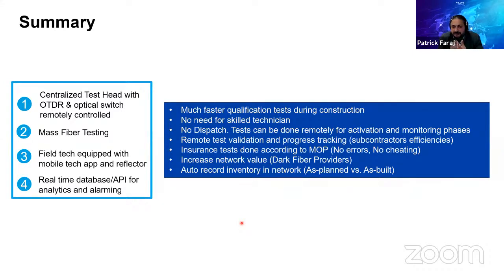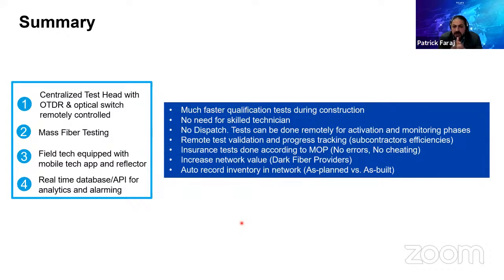There is a big pressure to install fiber to the home network with a high speed, because there are initiatives that in the next 2 to 3 years most of the people need to have broadband. So with that, you need to build a lot of fibers, and you don't have skilled technicians. You test remotely, so you don't need to dispatch somebody for activation and monitoring phases for locating the issues.